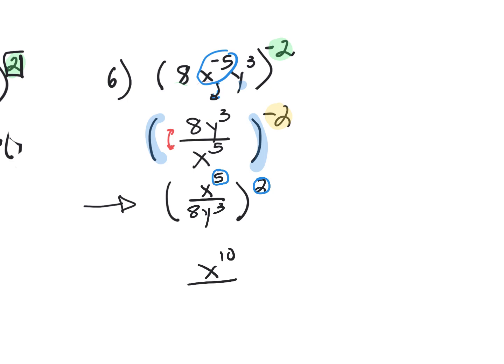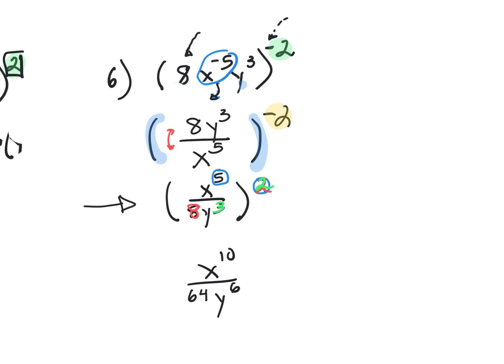And then remember that the 8 is also being squared. So 8 squared means 8 times 8, so that 64 goes on the denominator. And then y to the, 3 times 2 is 6. Notice that we got the same answer that we did before. Sometimes when I have a negative power out here and just a coefficient, I'll use this technique. There are lots of different ways you can use the rules of exponents.